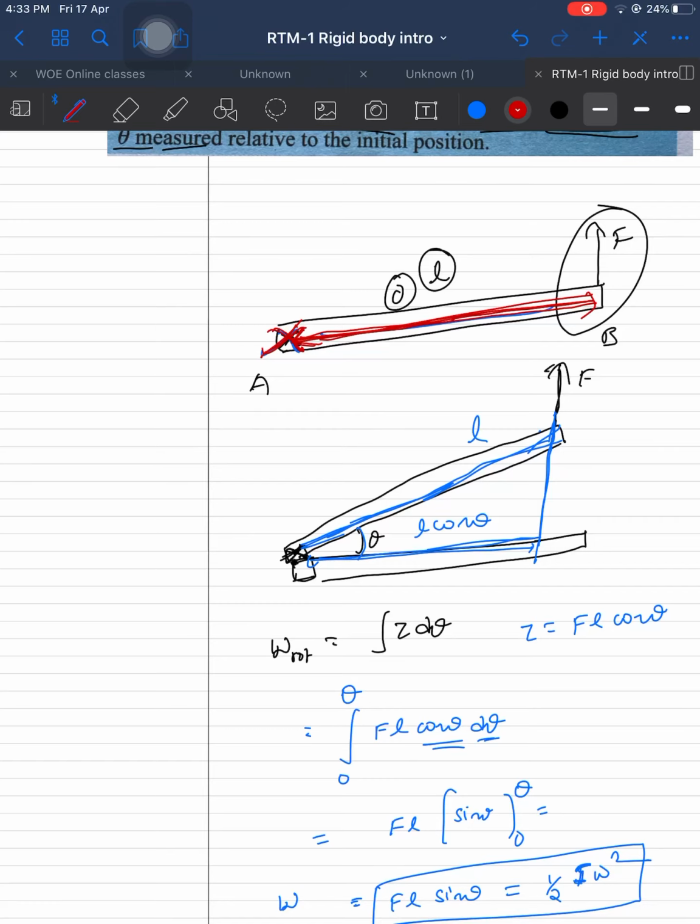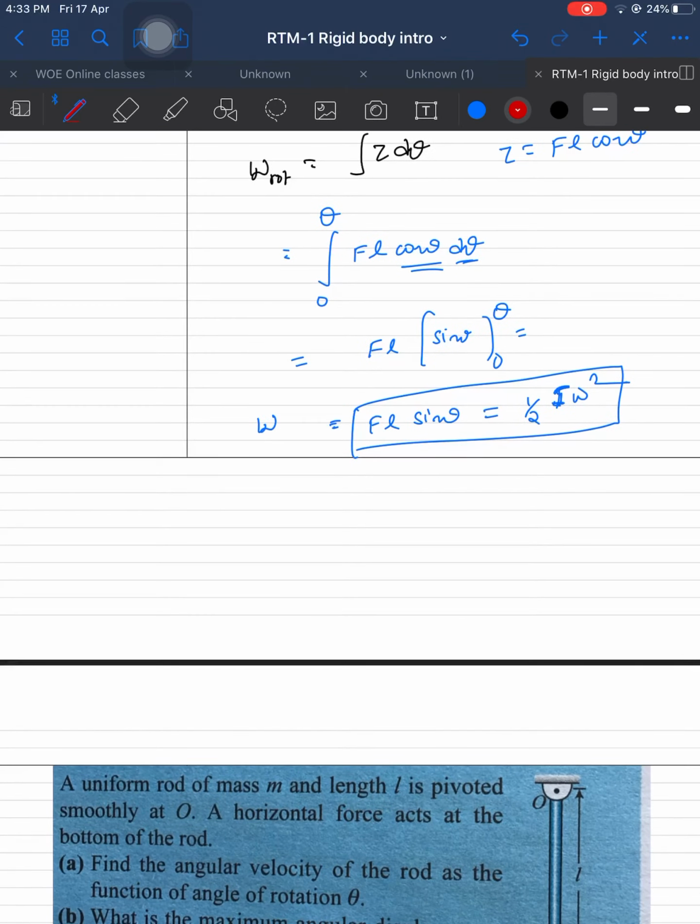What is the moment of inertia about this point? For a rod of length L, it is m L square by 3. So F into L into sin theta is equal to half m L square by 3 into omega square. Now L square gets cancelled, and omega square is equal to 6 F sin theta by m L. This is the angular velocity omega.